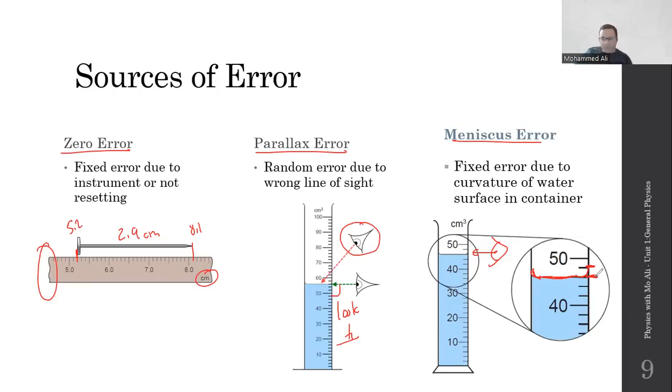So between 40, in this case, this is going to be 46, and this is 48, because every square or every division here is 2 centimeters cubed. Which value is correct? What do you guys think? 46 or 48? 46, thank you. You look at the bottom of the meniscus. We look at what we call the bottom of the meniscus, not the top, because the top is just a drop of water.